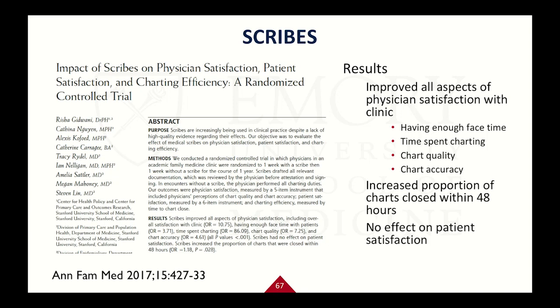Scribes, though, obviously are not the magic bullet, and there's a wide variation in scribe quality, and probably there needs to be quite a bit more research as to exactly how we effectively integrate them. If you hire a scribe, though, it costs money, right? The range in cost goes from about $14 per hour to $25 an hour, depending on the kind of scribes that you get.